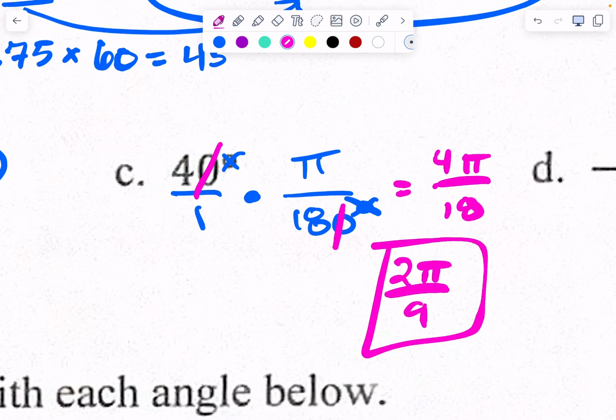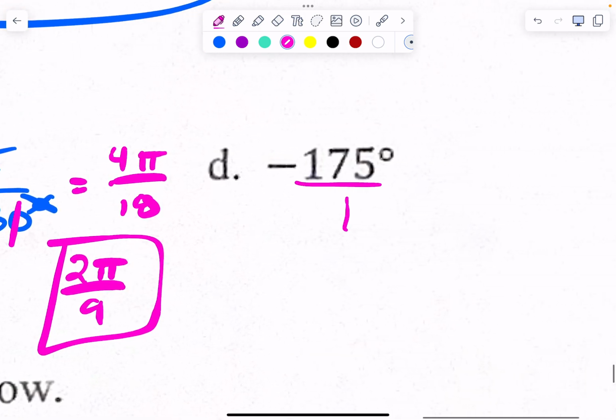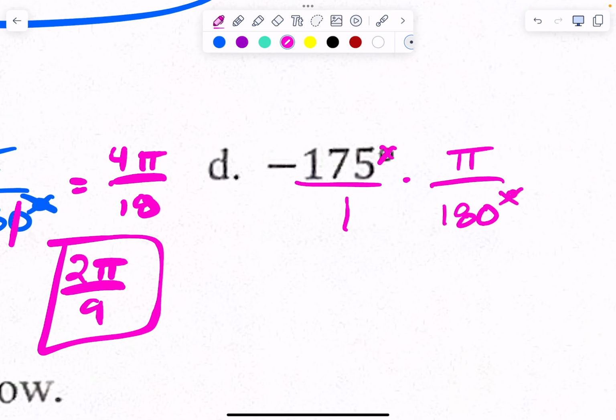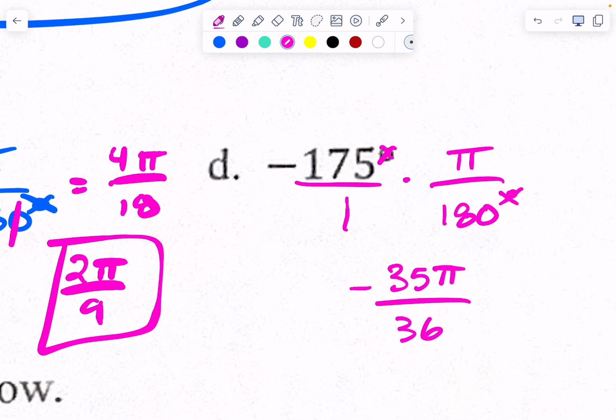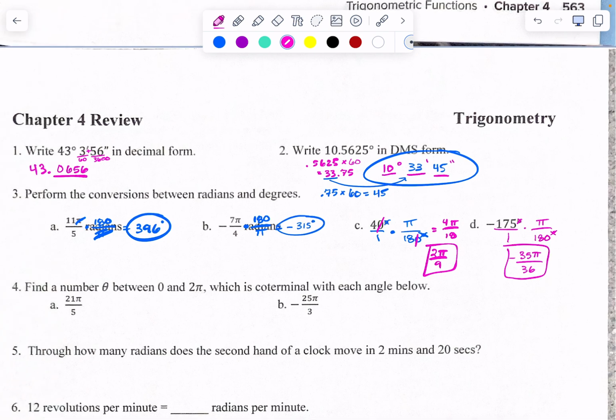Some of you guys have that in decimal form. I'll be nice. I'll take it in decimal form. Okay? Over 1 times pi over 180. Degrees cancels. If you divide by 5 and do all of the things, you get negative 35 pi over 36. That's what it should be for D. Good? Was that too fast? Nope. Was that okay?